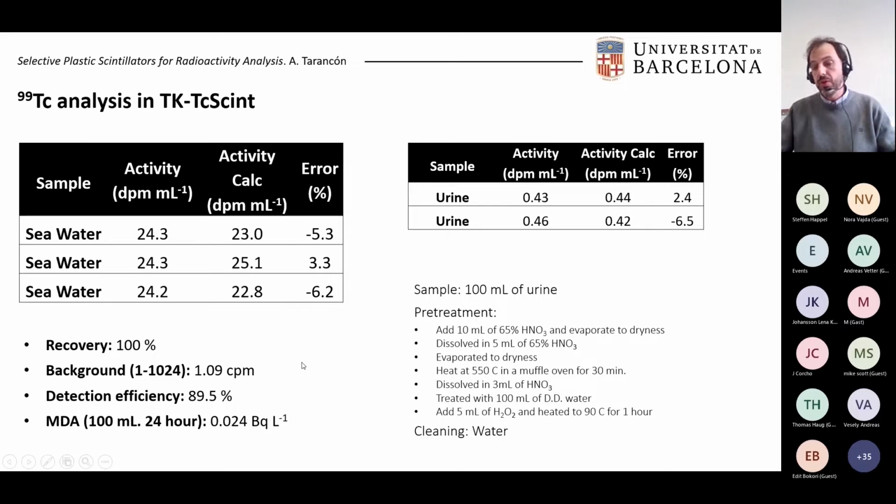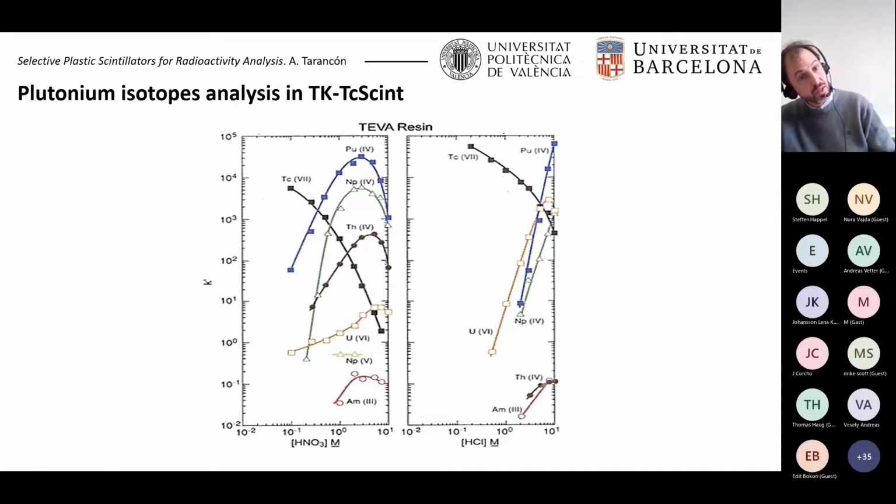But there are also other possibilities, and we have been working in this last year in two applications. One of them is plutonium, as we have seen in the past presentation. The Aliquat 336 thick thin resin has a very good retention of plutonium in nitric acid 3 molar, and this is the basis of the separation scheme to retain only plutonium in the resin.